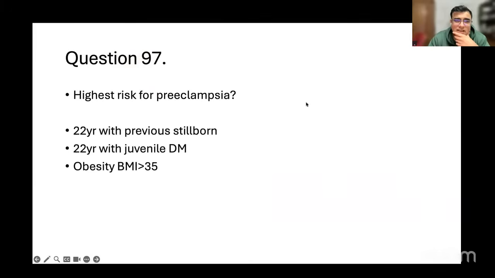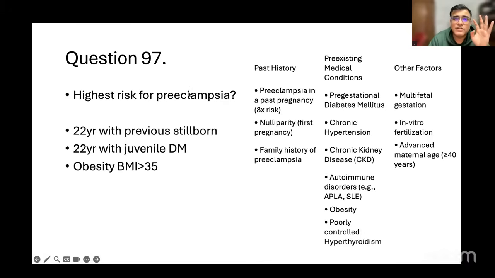Highest risk for preeclampsia. A 22-year-old with previous stillborn, and probably this was preeclampsia. A 22-year-old with juvenile diabetes mellitus, or obesity with BMI more than 35. There are multiple risk factors for preeclampsia, but the highest weightage is preeclampsia in a past pregnancy. If that was the option, it carries 8 times more risk, and that would have been the correct option. I think the 22-year-old with previous stillbirth due to preeclampsia would have been the correct option there.